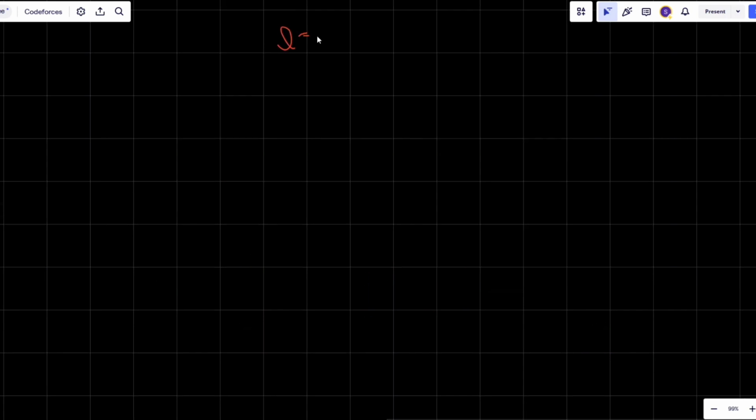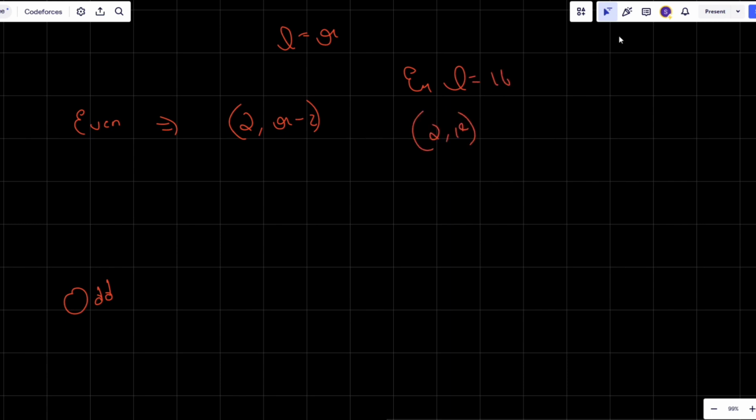So guys, see, now we'll discuss for L is equal to R. Okay, let's say that even here also we'll have two conditions, that is even and odd. So we have already derived a formula for even, that is whenever we have an even number, our combination will be 2 and R minus 2. Let's take an example. For example, for L over here is 16. Okay, so what will be the combination? 2 and 14. Let's check the first condition. 16 should be less than or equal to 2 plus 14, less than or equal to 16. Yes, this is satisfying the condition, and GCD of this case is 2. So yeah, we are right.